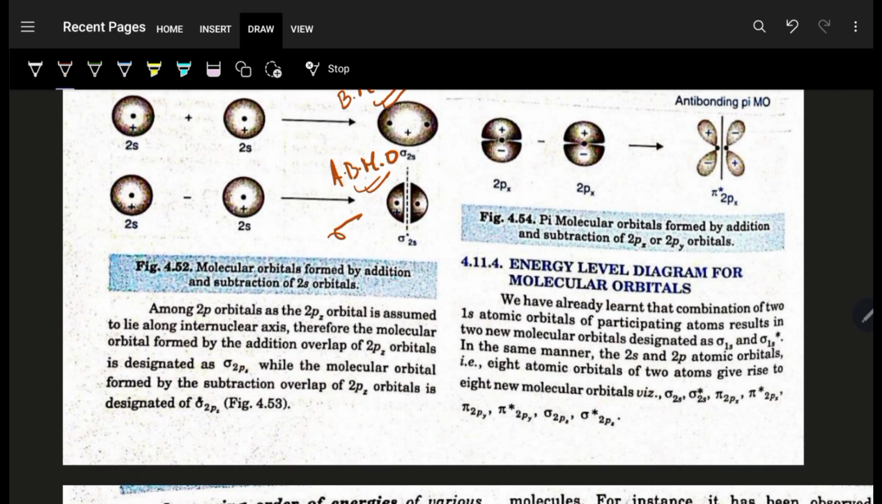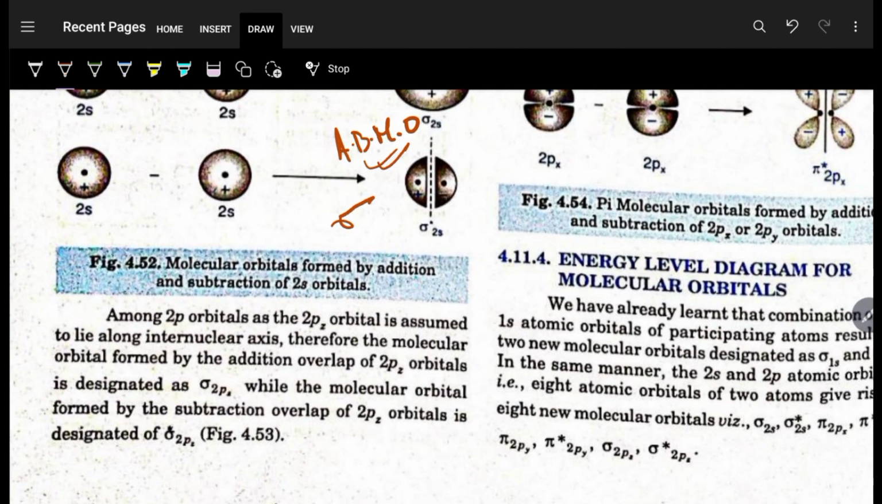This is it. Next, if I talk about P, because S will always form a sigma overlap. This concept, I think we are clear with it. But for P, we have three different axes, three different directions or orientations, Px, Py, Pz. So here what is happening? 2p orbital, as the 2pz, we are taking an example. So 2pz orbital is assumed to lie along internuclear axis.